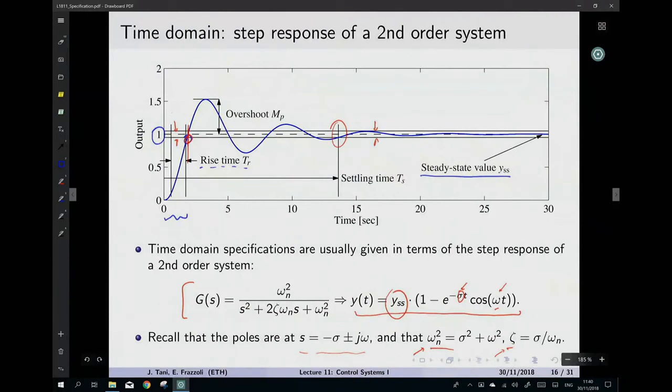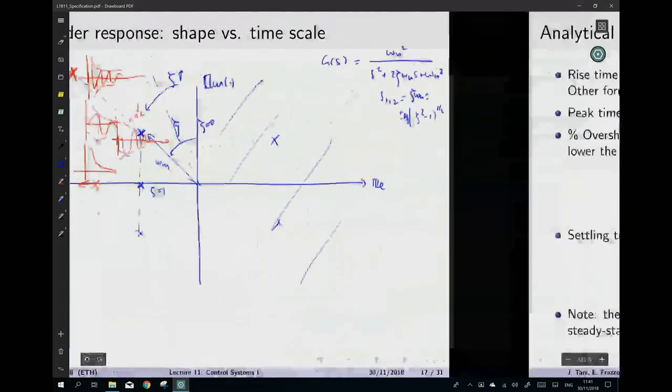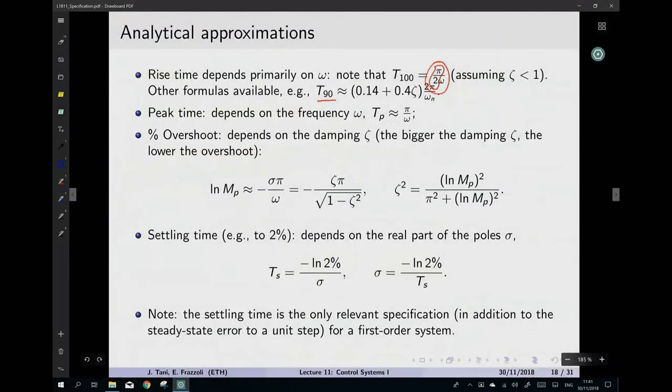If you see now, the response of the system is dominated by this cosine omega t. So it will be intuitive to imagine that this is the point where the phase is equal to pi, and this is the point where the phase is equal to 0. Here in the middle, it's going to be a function of the frequency and omega pi half. So the rising time depends on the frequency of the poles. The peak time depends again on the frequency.